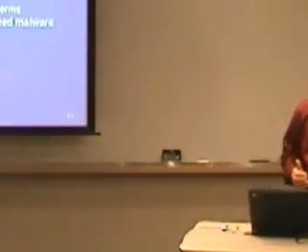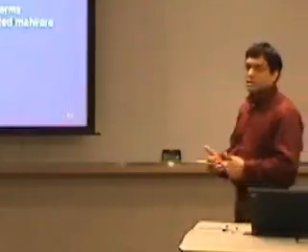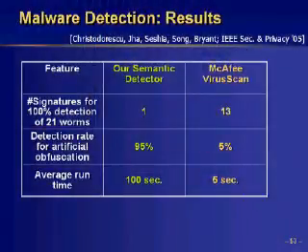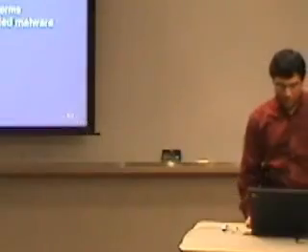The second parameter we measured is the detection rate for artificially obfuscated malware. My co-authors generated 20 variants of each of these worms using fairly standard transformations like the one I talked about earlier, and we measured the accuracy of detection of our tool versus McAfee. Third, of course, our approach is no good if it takes forever to run, so we measured the average runtime per program of our tool versus McAfee virus scan.